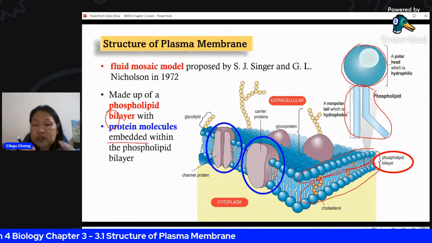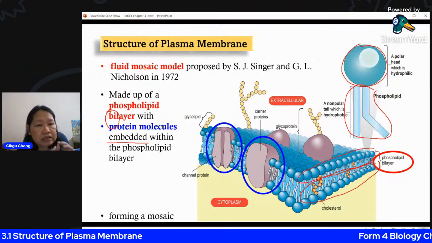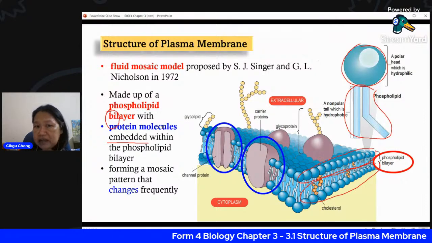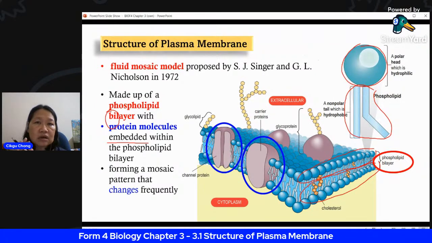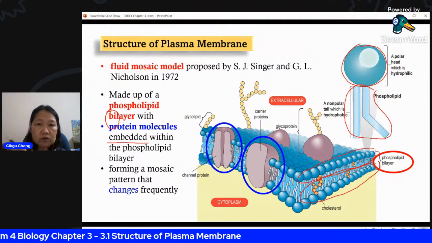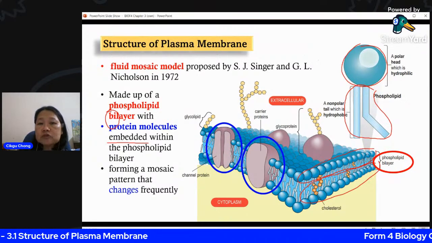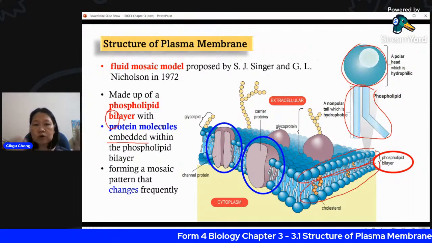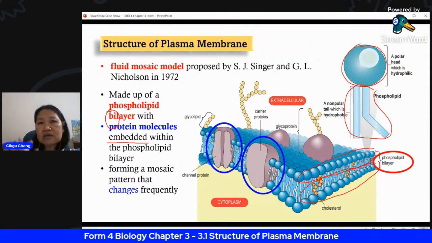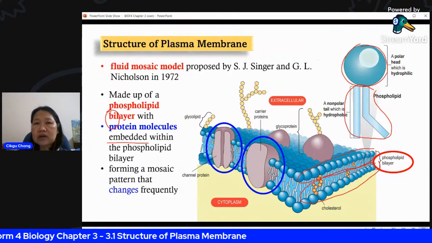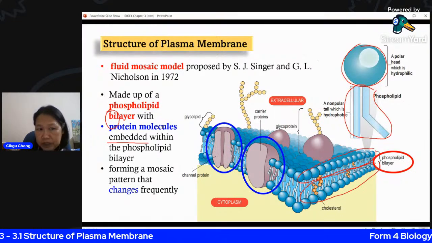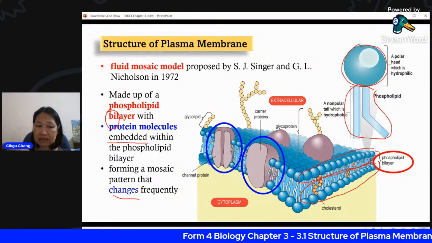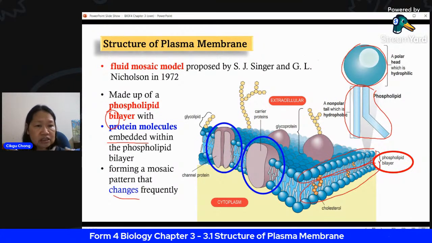Inside the phospholipid bilayer. But bear in mind, these protein molecules that are embedded inside are not fixed. The position of these molecules is not fixed. They are able to move around. So at one moment it looks like it's there, the next moment it can move to another place. So it's not fixed, it's a dynamic kind of movement. So this membrane is known as a dynamic model. That means the pattern, the mosaic, changes from time to time.